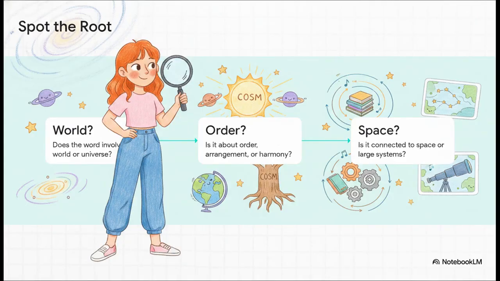So how do you actually spot it under pressure? When you hear a tough word in a competition, ask yourself these 3 quick detective questions. 1. Does the word involve the world or the universe? 2. Is it about order, arrangement, or bringing things together? And 3. Is it connected to space, global life, or large systems? If the answer is yes, and you hear that distinct COSM sound, you can confidently bet your bottom dollar that COSM is hiding inside that spelling.